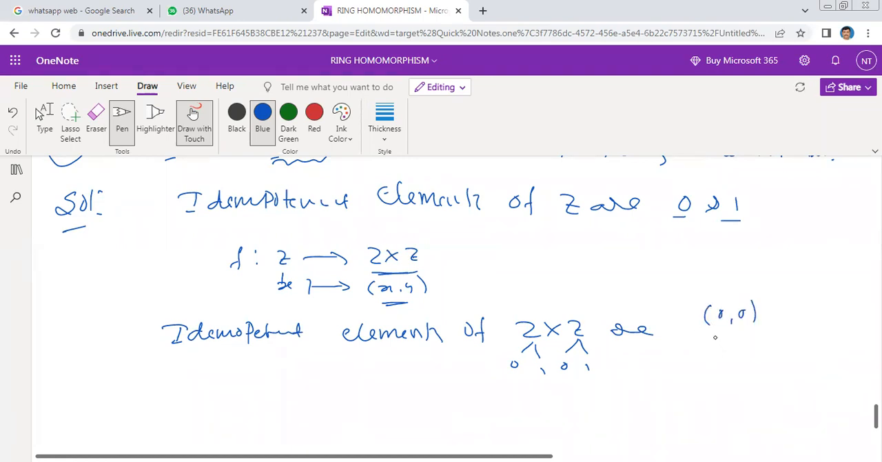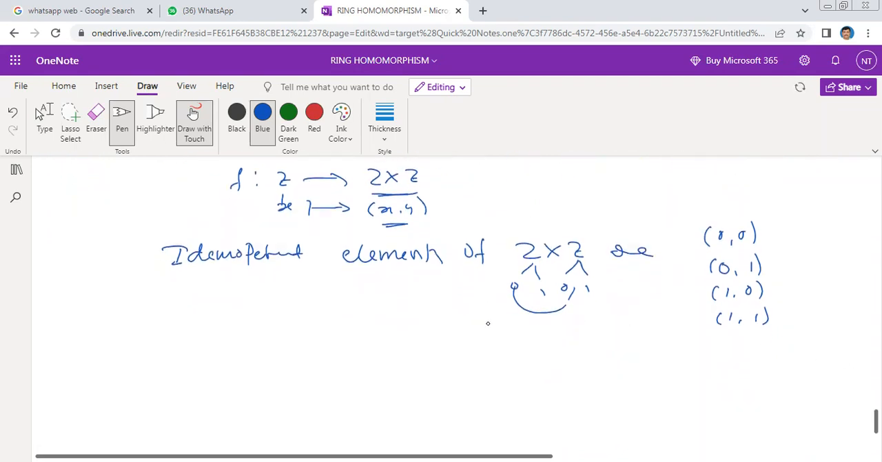The idempotent elements are (0,0), (0,1), (1,0), (1,1). These are the 4 idempotent elements. Now you see, now I am going to define a mapping.